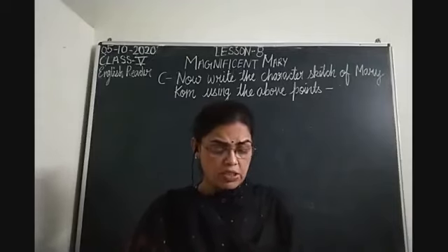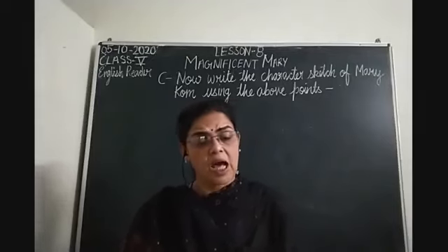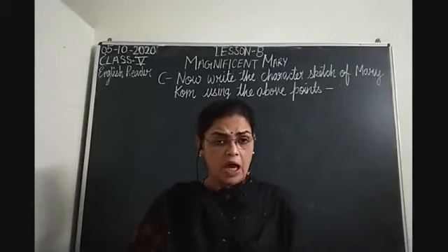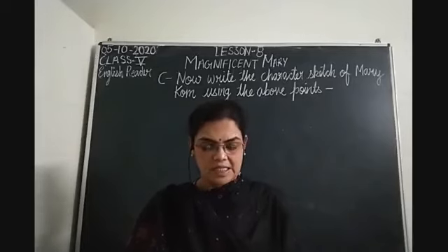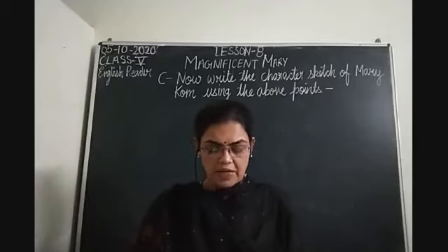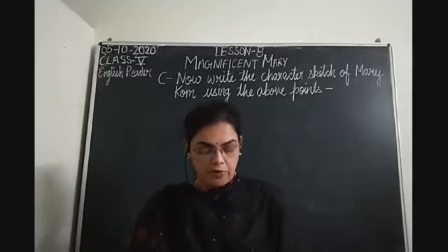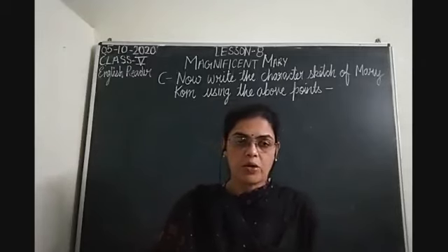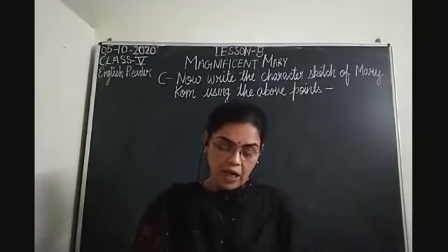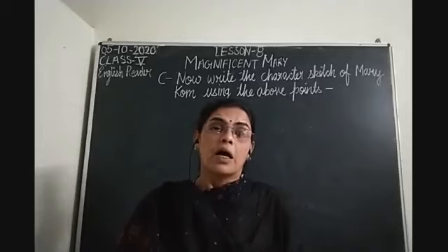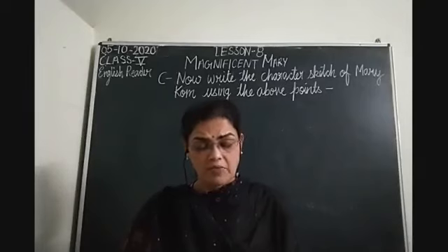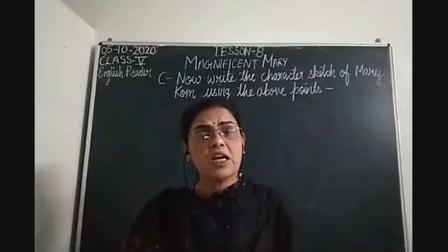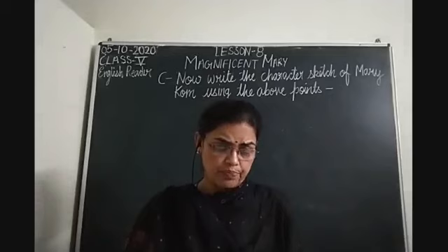Then the fourth quality of Mary Kom is her patience and determination. And how do we know about it? In spite of facing many obstacles like gender bias, poverty, etc., she believed in her abilities and moved on. Again, I'm repeating the fourth quality, that is patience and determination. In spite of facing many obstacles like gender bias, poverty, etc., she believed in her abilities and moved on.